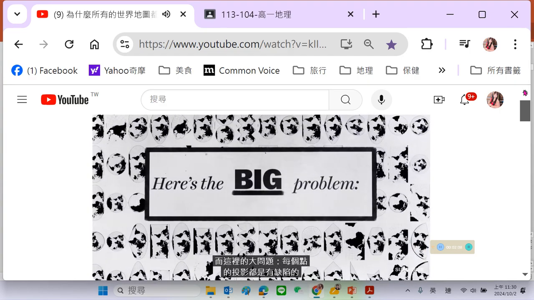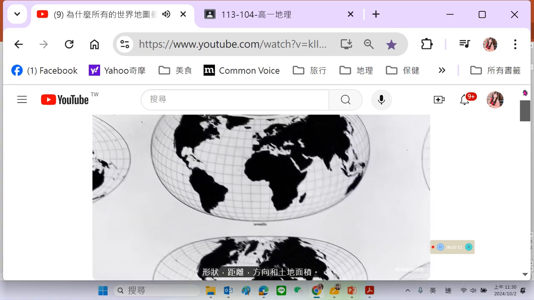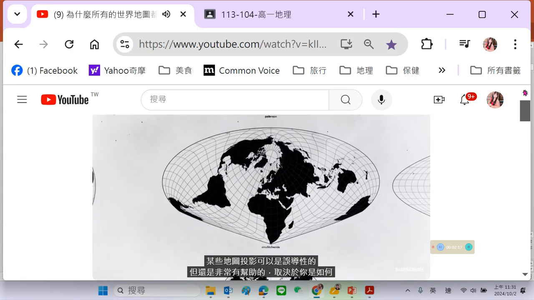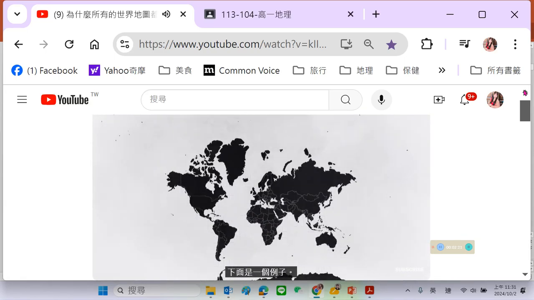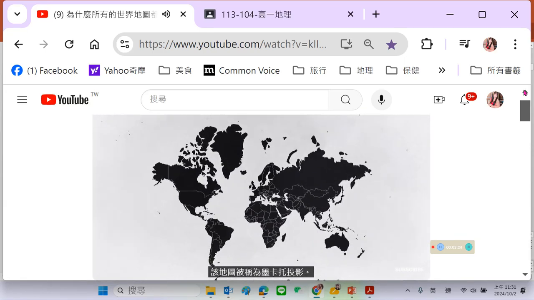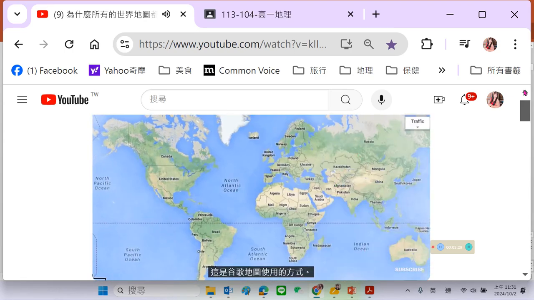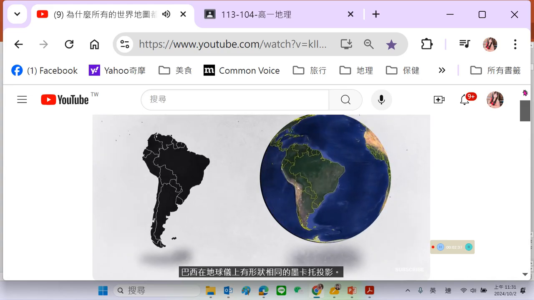And here's the big problem. Every one of these projections comes with trade-offs in shape, distance, direction, and land area. Certain map projections can either be misleading or very helpful depending on what you're using them for. Here's an example. This map is called the Mercator projection. If you're American, you probably studied this map in school. It's also the projection that Google Maps uses. The Mercator projection is popular for a couple of reasons. First, it generally preserves the shape of countries. Brazil on the globe has the same shape as Brazil on the Mercator projection.